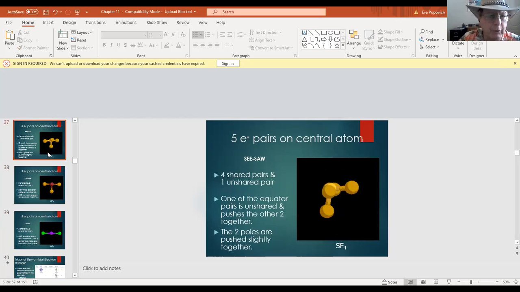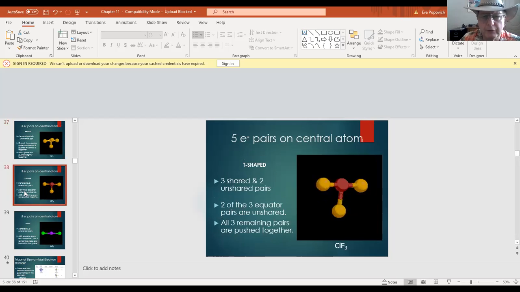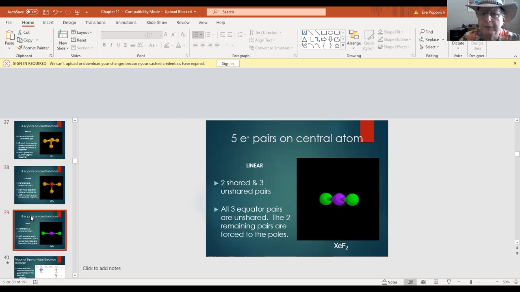I shove another lone pair in here, taking one of these things away, and I get something that looks like a T shape. So if I have five clouds around the center atom, trigonal bipyramid, and I take two of them away and make lone pairs out of them, this gives me a T shape. I take another one away, and this gives me a linear molecule.